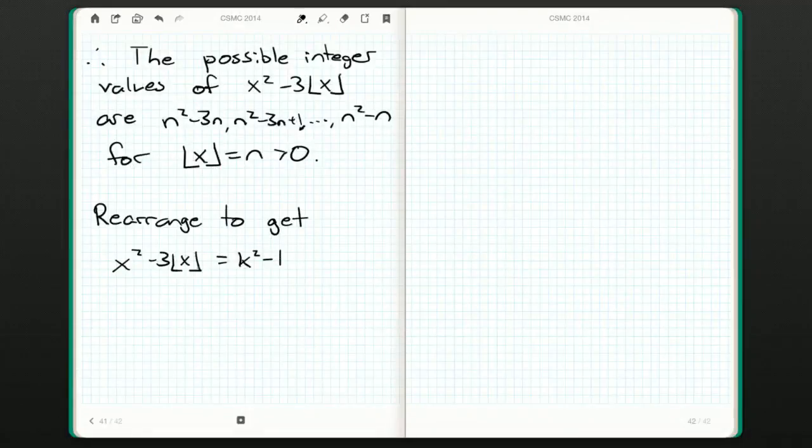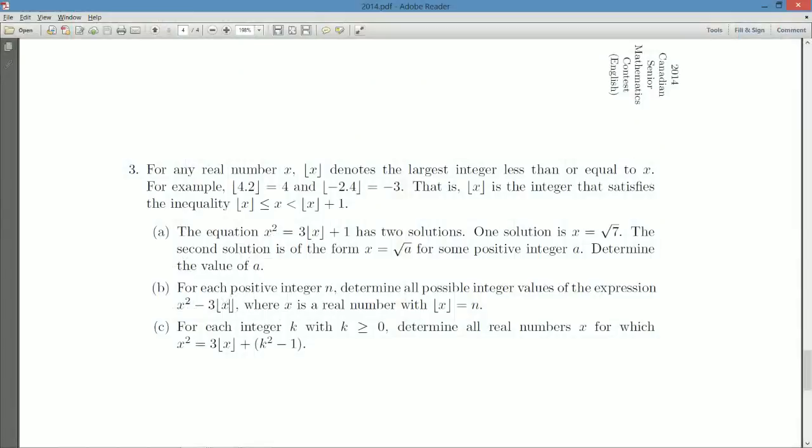Okay, so we can rearrange and get this formula. Let n be the floor of x. Now, unlike the previous question, n is not necessarily a positive integer. N can be any integer, because we don't necessarily know that x is positive. All real numbers x, it says so right there. So n could be negative, and I think that's going to affect things.